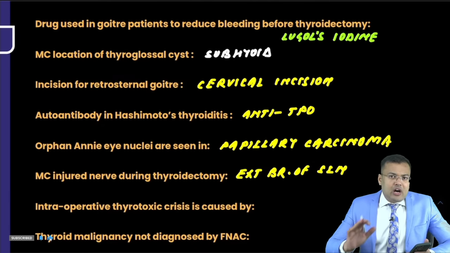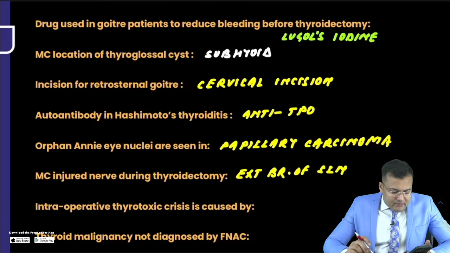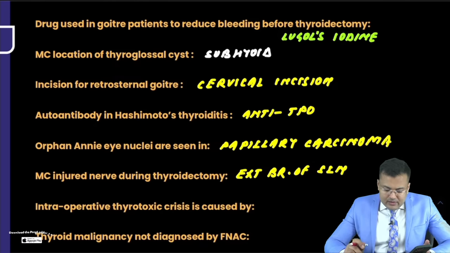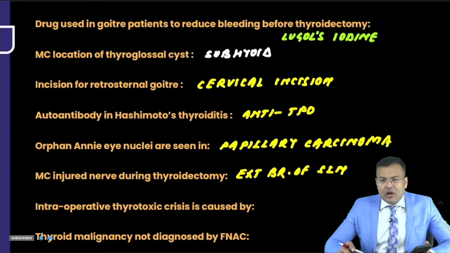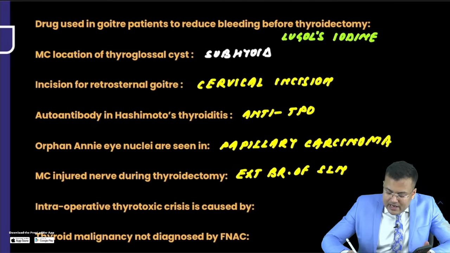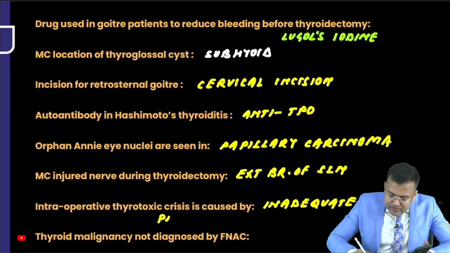Next question, intraoperative thyrotoxic crisis is caused by. It is the famous question of INI-CET, asked more than 5 times. Tell me, waiting for your reply. Uma Ponkundran, yes, Tony and Shubham Gupta, Dr. Reformer, majority of you are correct. Intraoperative thyrotoxic crisis is caused by inadequate preoperative preparation.